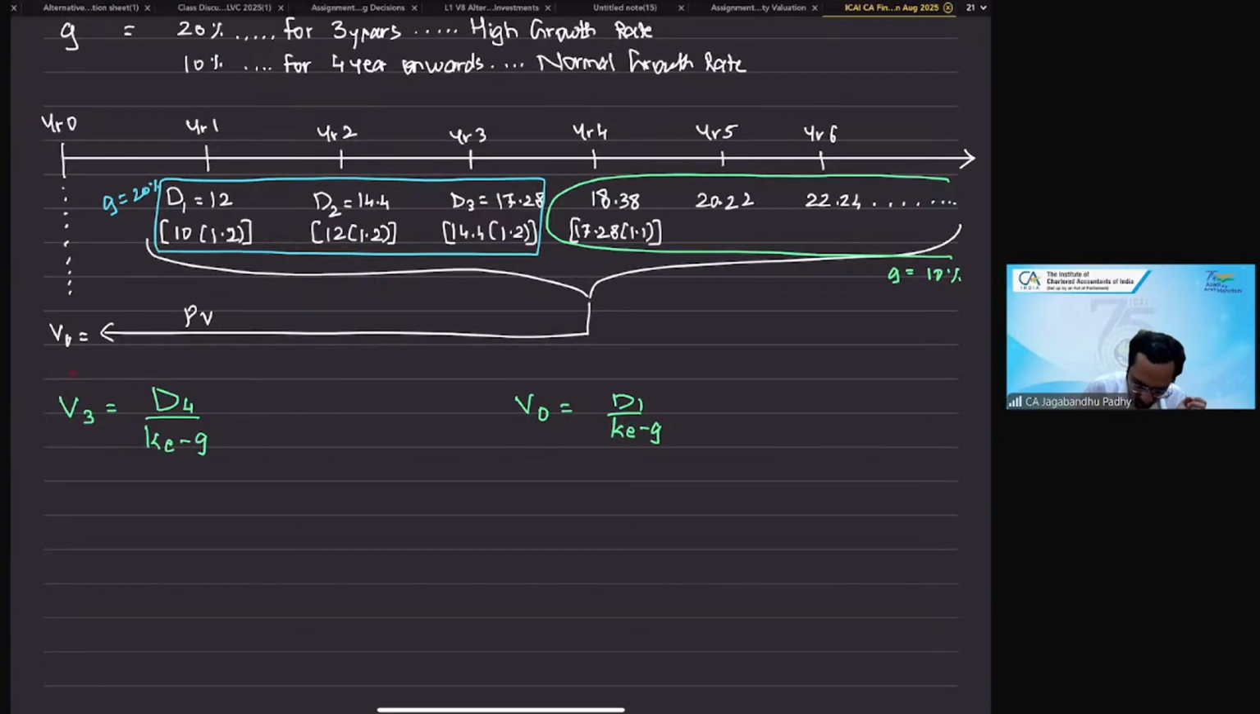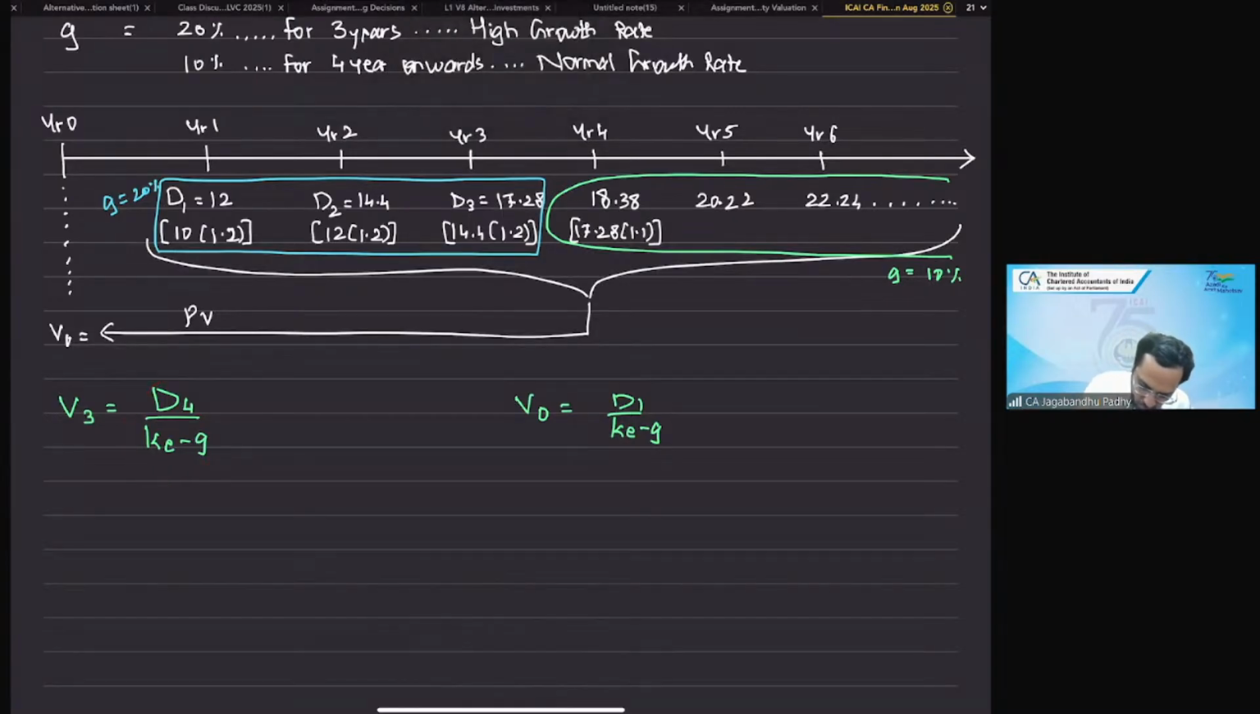And why have we taken value in year 3? Because after year 3 onwards, which is from year 4 onwards, your growth rate is becoming constant at 10%. And when the growth rate is constant at 10%, that's where we can actually calculate the value in year 3.